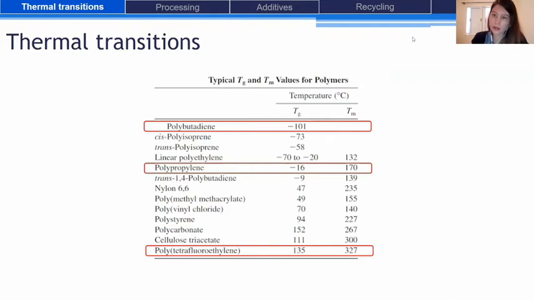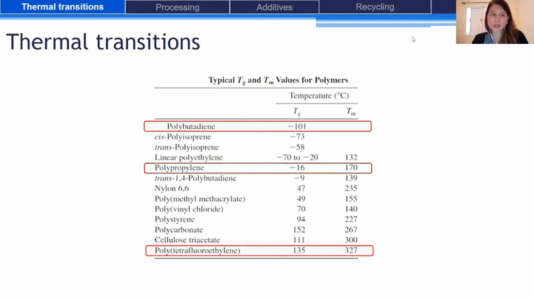Polytetrafluoroethylene is also a semi-crystalline polymer, but you can see that its glass transition temperature and melting temperature are much higher than the other polymers, because in that case, we have the presence of fluorine groups as side groups that can interact very strongly with other chains. And so this explains this high temperature. So in order to melt this polytetrafluoroethylene polymer, we will have to reach a temperature above 330 degrees C.